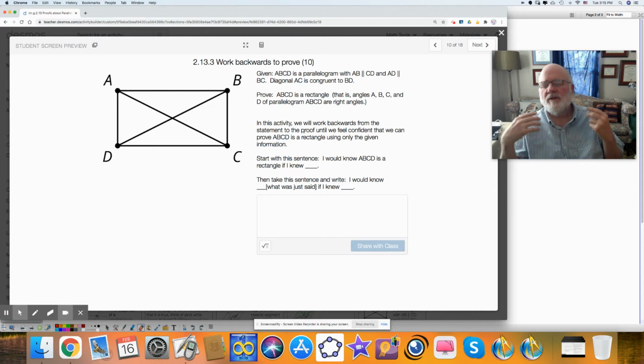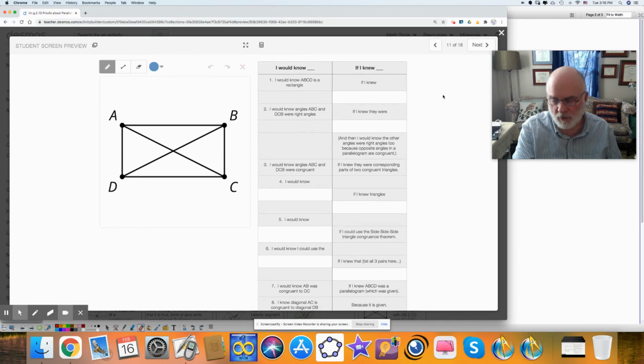So if the diagonals of a parallelogram are congruent, we're going to prove that this has to be a rectangle. In this activity we work backward. So we're not going to start at the beginning and go to the end. We're going to start at the end and go backward. So I'm going to walk you through this so that you can see it. I would know that this is a rectangle if I knew what has to be true for it to be a rectangle. For it to be a rectangle, all four angles have to be right angles.